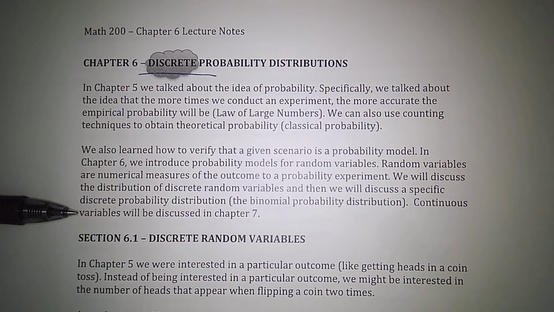In Chapter 6, we're going to introduce probability models for random variables. Random variables are numerical measures of the outcome to a probability experiment. We will discuss the distribution of the discrete random variables, and then we will discuss a specific discrete probability distribution, which is called the binomial probability distribution. Continuous variables will be discussed in Chapter 7.